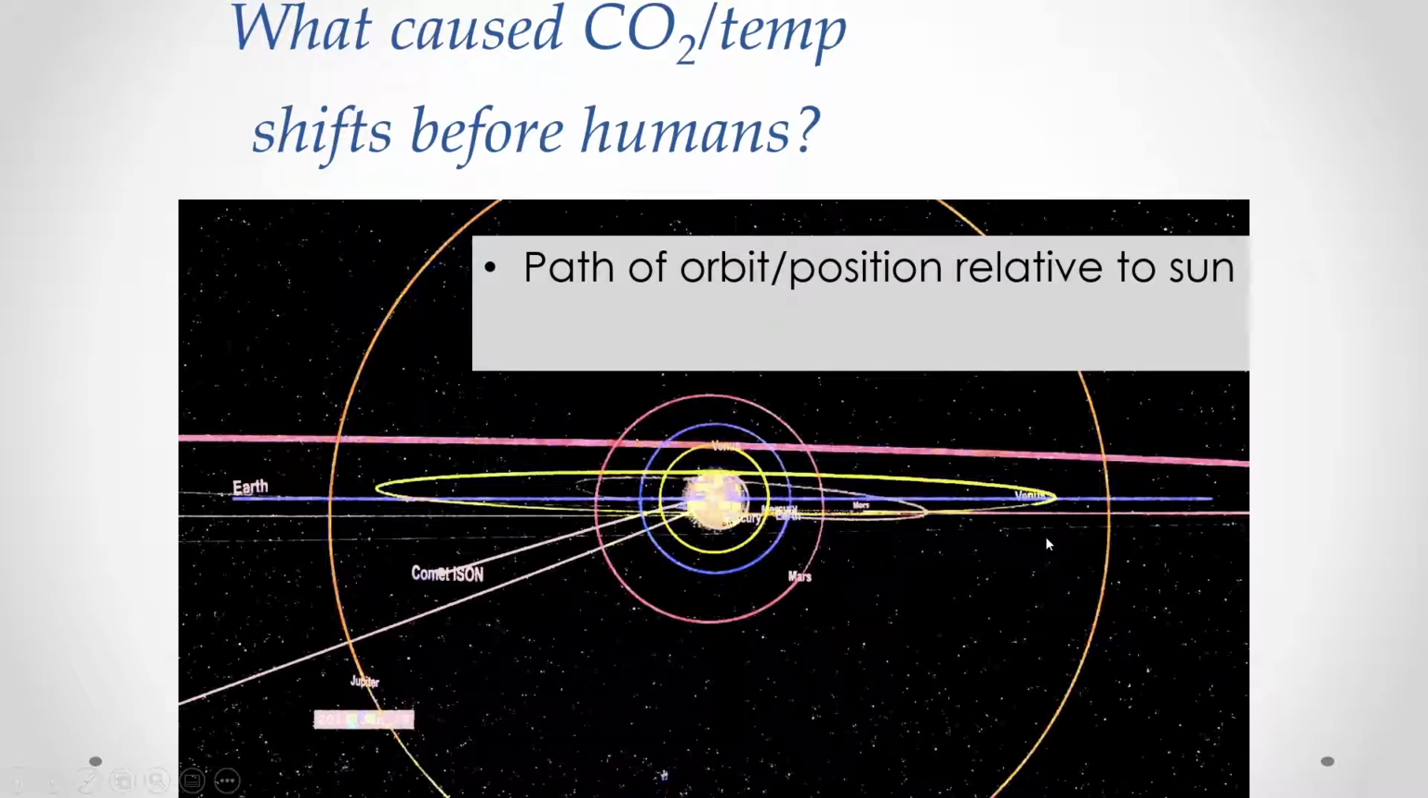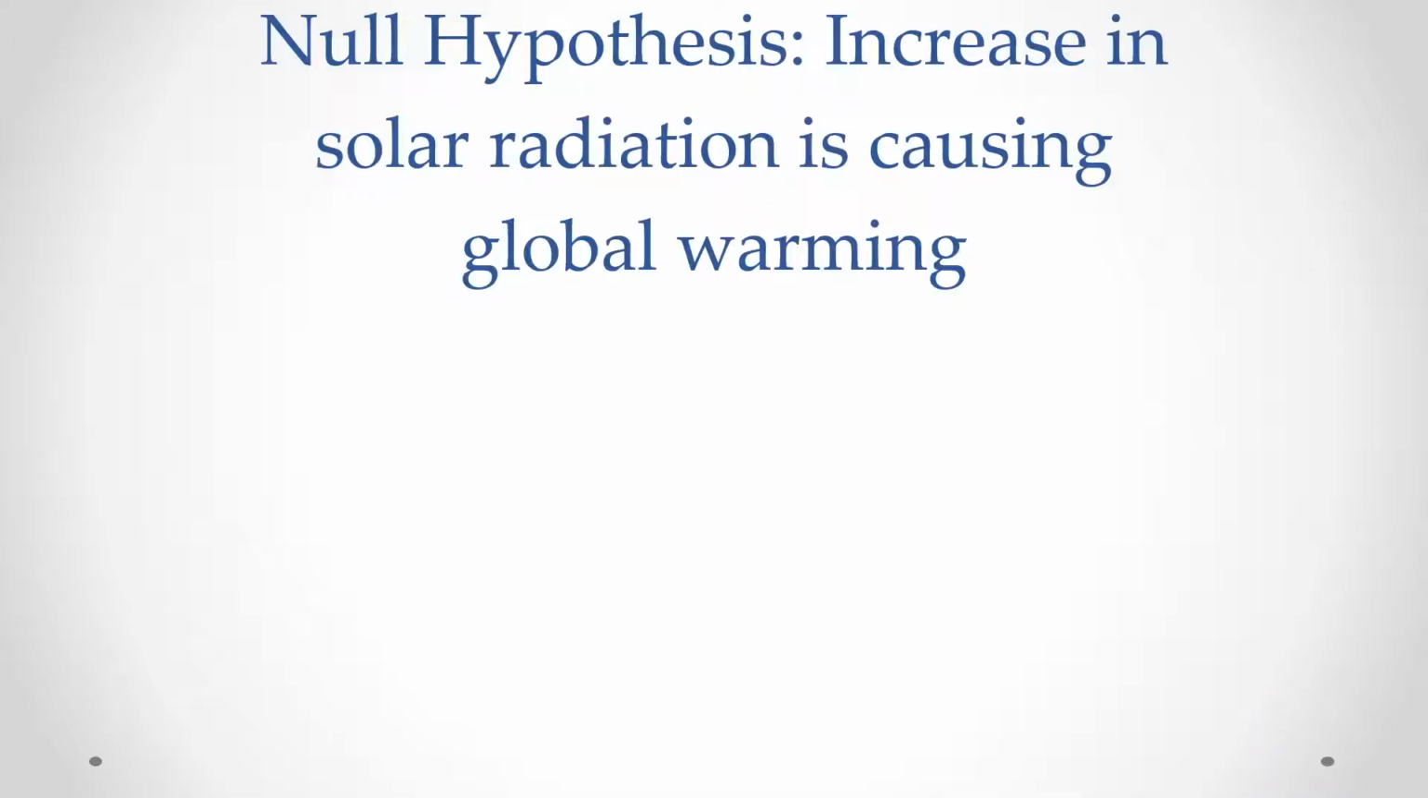So the path in the orbit and our position relative to the sun actually affects our temperatures and CO2 levels. The orbital tilt, the tilt in our orbit, affects our temperatures. And these change over hundreds of thousands to millions of years.